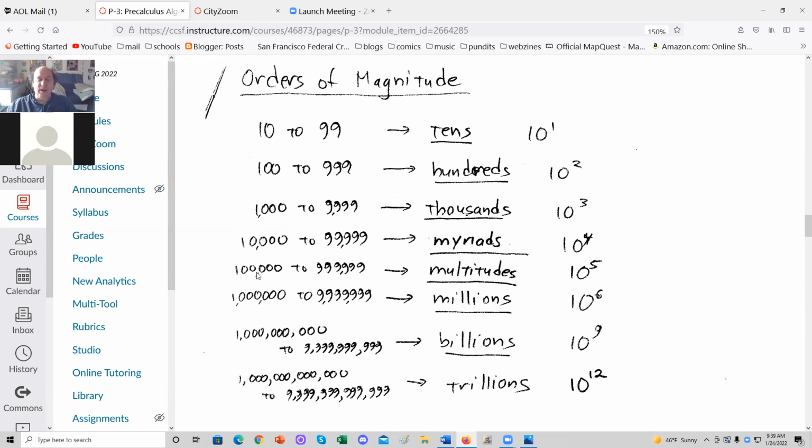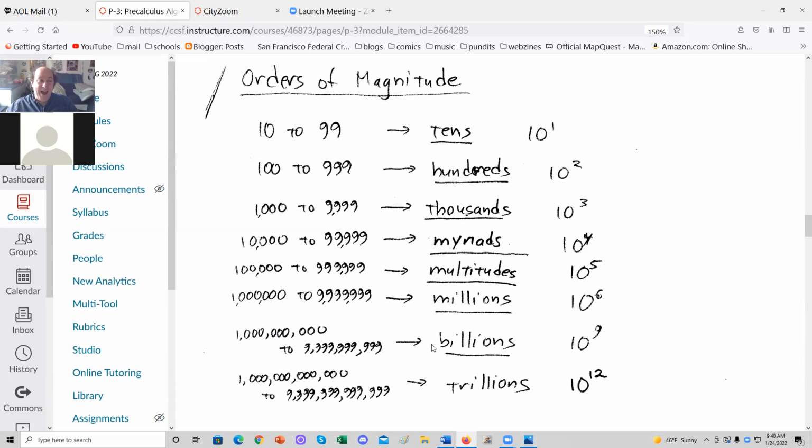Something in the hundreds of thousands, 100,000 to 999,999, 10 to the fifth, that has a name. It's called a multitude. These are obsolete words, which I really think deserve to be revived. Okay, so 1 million to 9.9999 million, that's in the millions, 10 to the sixth. Going 3 powers of 10 up from there, we have 1 followed by 9 zeros, 9 followed by 9 nines. These are numbers in the billions, 10 to the 9.